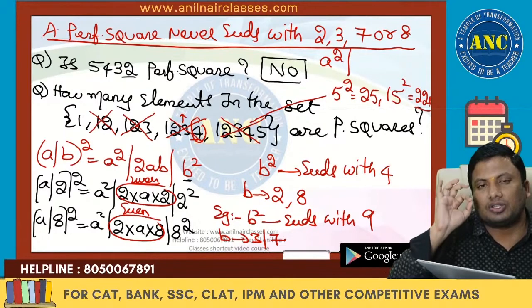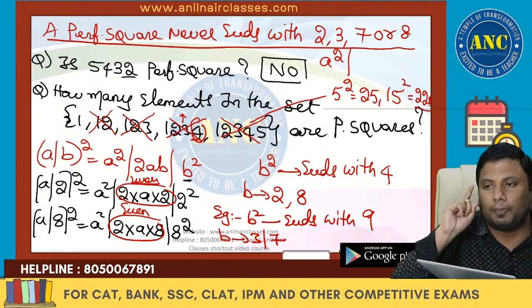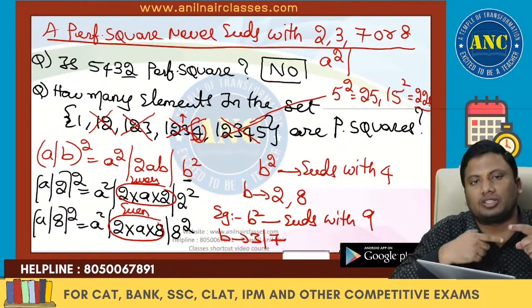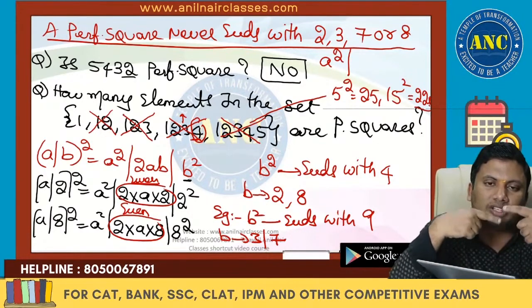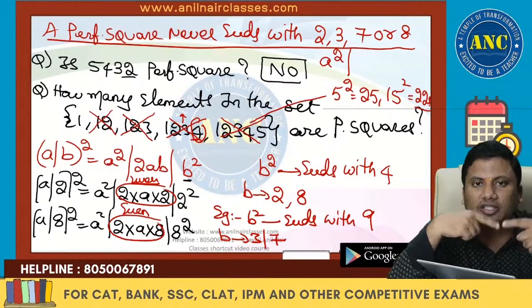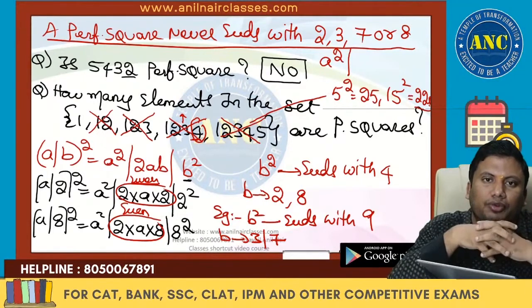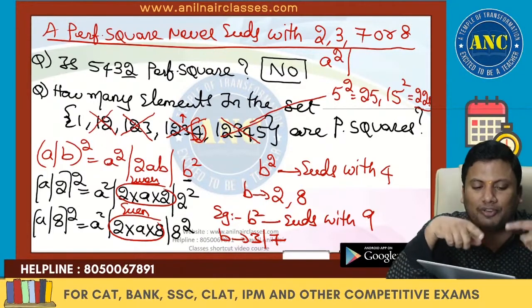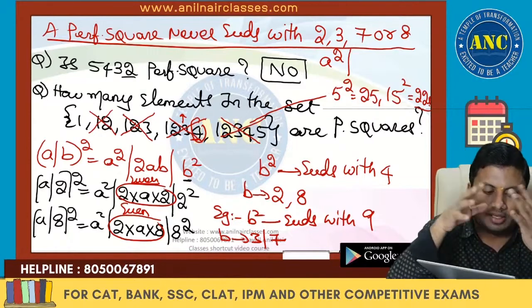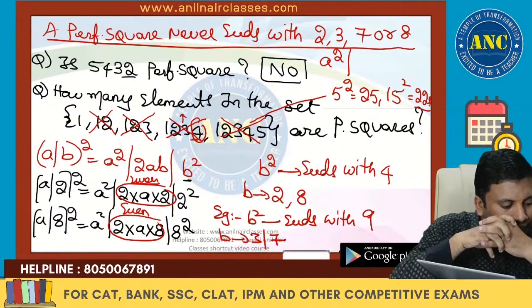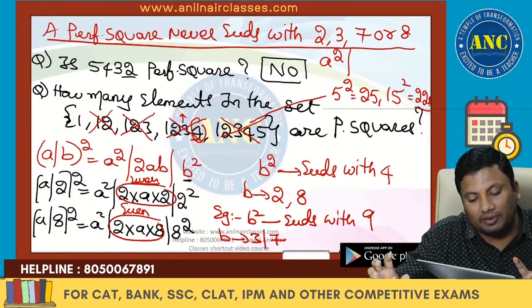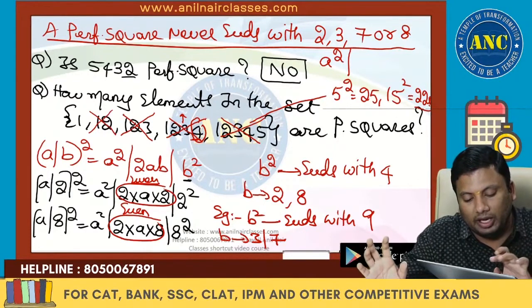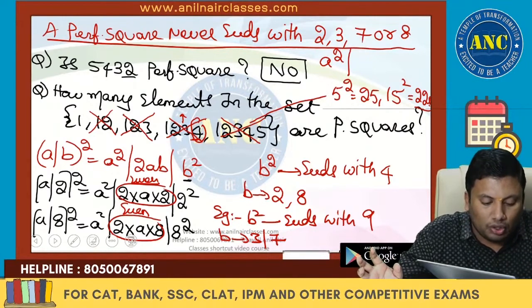Any perfect square ending with 4, the tens place should be even. 8 square 64, 12 square 144, 18 square 324, 22 square 484, 28 square 784, 32 square 1024, 38 square 1444, 42 square 1764, so on and so forth. I hope it is clear. Any perfect square ending with 4, the tens place should be even. Any perfect square ending with 5, the tens place should be 2.